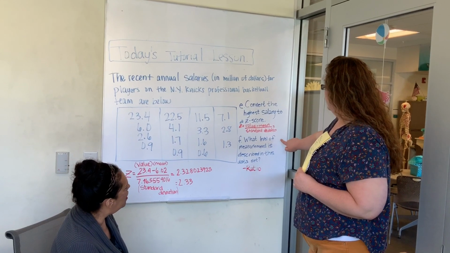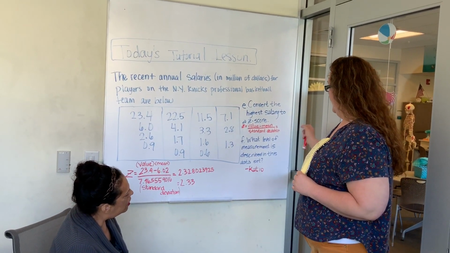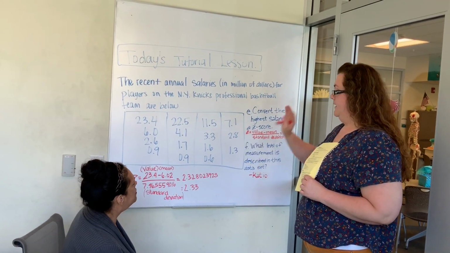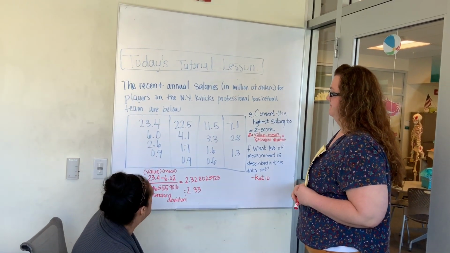Then it asks what level of measurement is described in this data set, and it would be the ratio measurement.